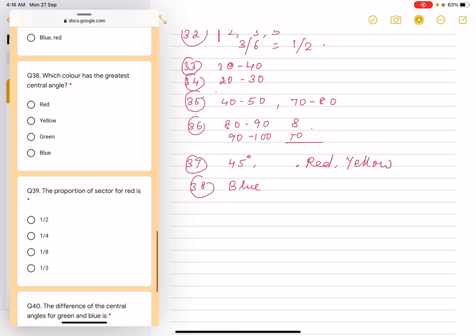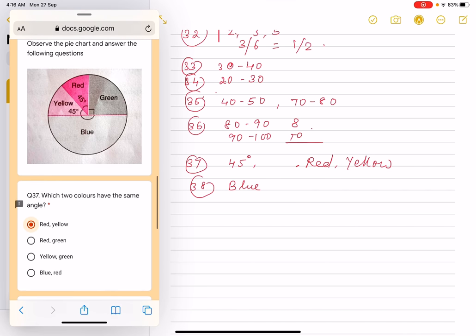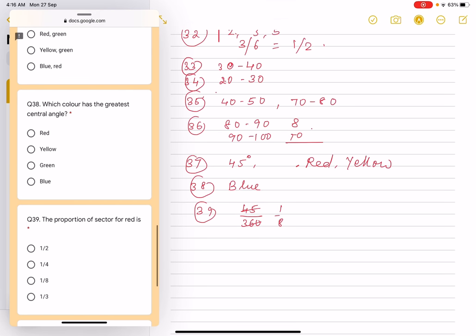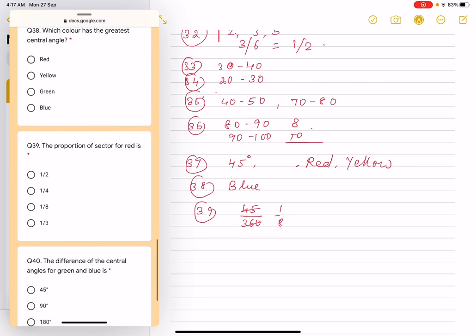Proportion of sector for red. Red is what? We see what is the proportion? It is total here 45 and we have 360 degree. So if you cancel, you are getting 1 by 8. So 1 by 8, which option? C option will be correct.